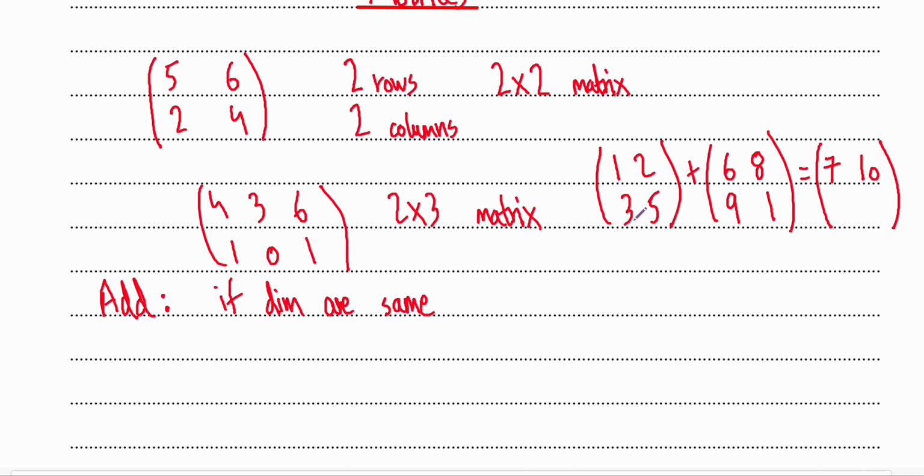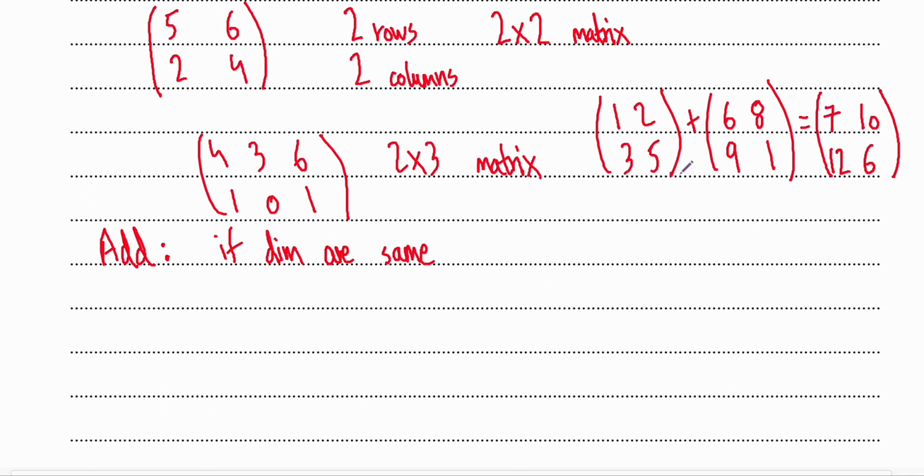3 plus 9, the second row and first column, is 12. And then 5 and 1 would be 6. In the same way you subtract: if it was subtract instead of add, you would do 1 minus 6 for the first entry, then 2 minus 8 would be this entry right here, 3 minus 9 would be this entry right here, and 5 minus 1 would be that entry right there. So you can only add if they have the same dimensions.